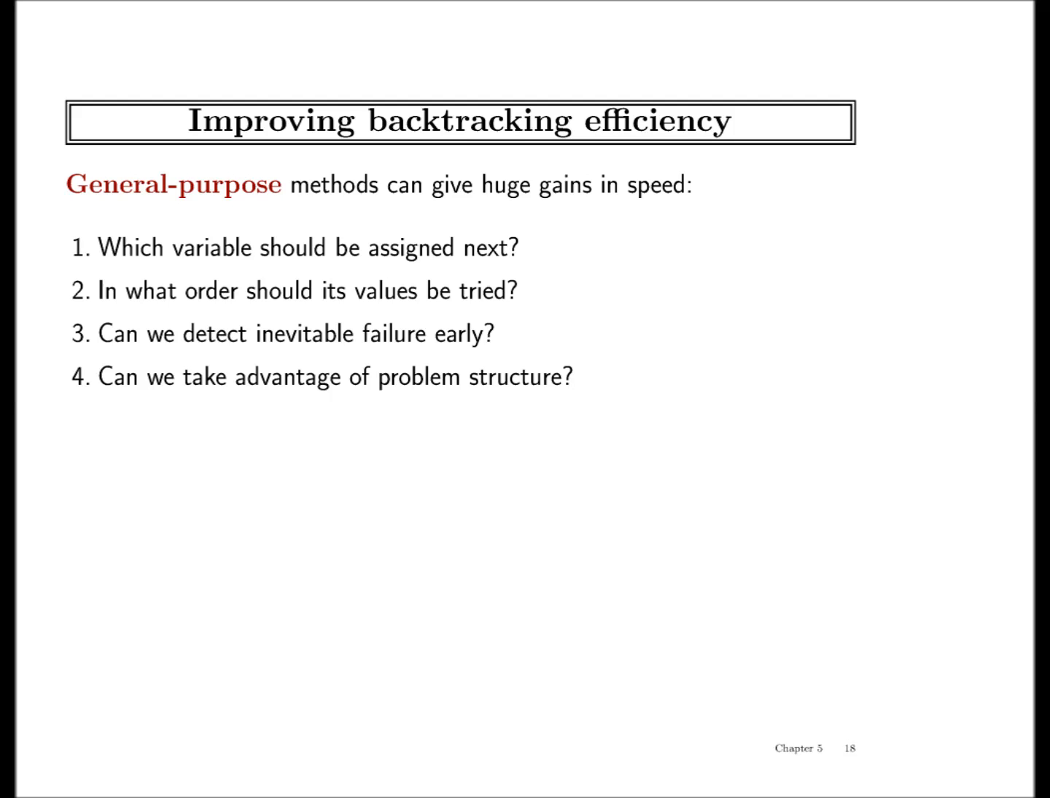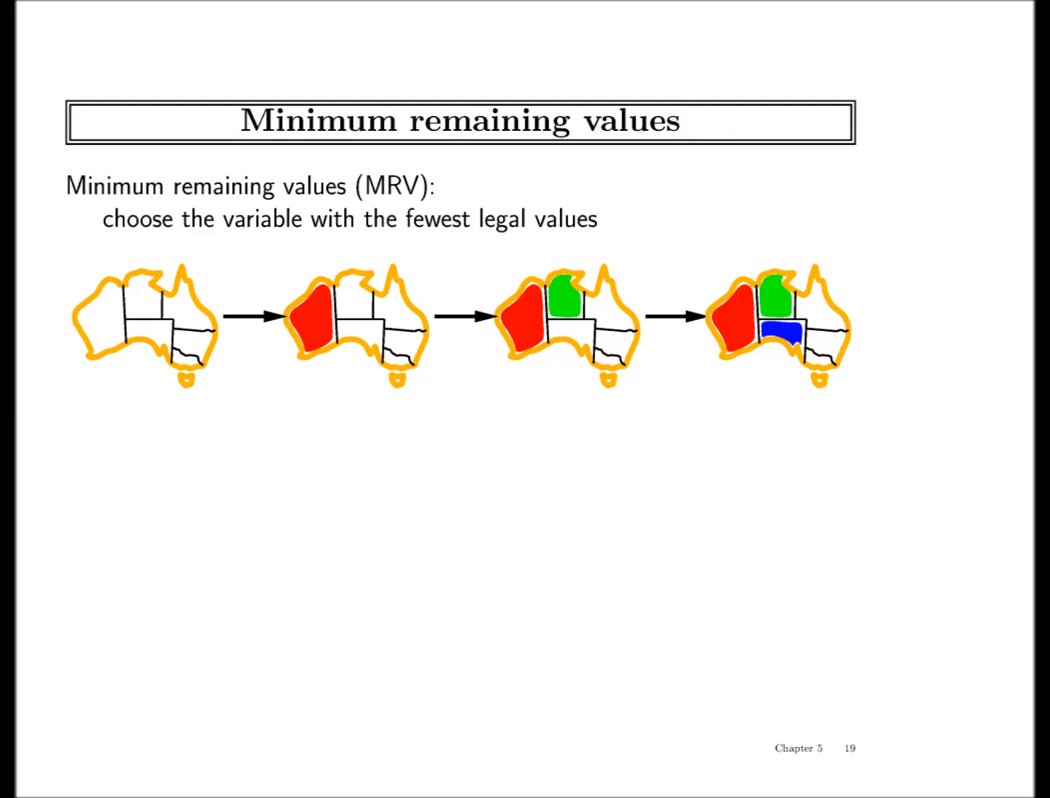What is that understanding? If a variable only has one legitimate value left, you have to assign it, right? You have no choice. So the fewer values a variable has remaining, the more constrained it is. And that leads to our first heuristic, which is minimum remaining values.